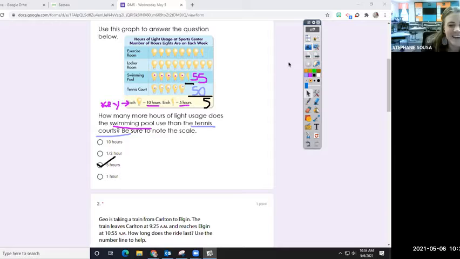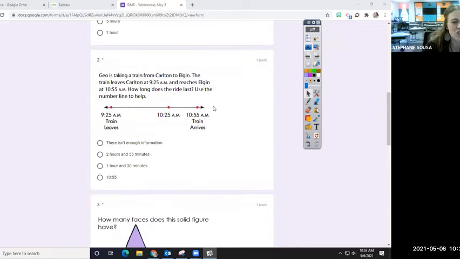All right. Next up, Geo is taking a train from Carlton to Elgin. The train leaves Carlton at 9:25 a.m. and reaches Elgin at 9:55 a.m. How long does the train ride last? Use the number line to find out.